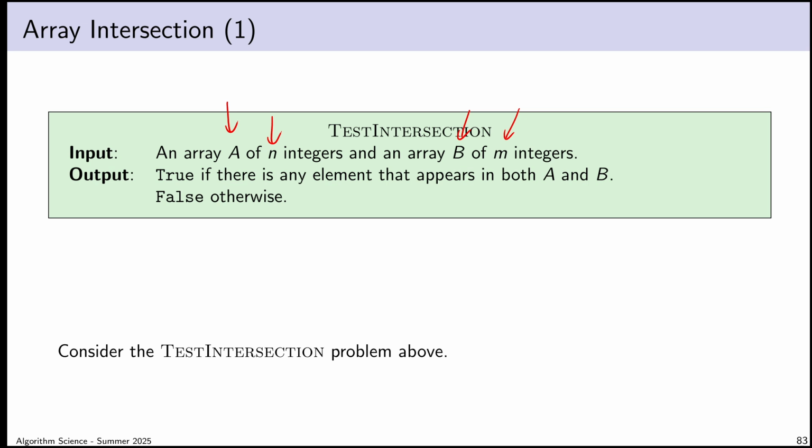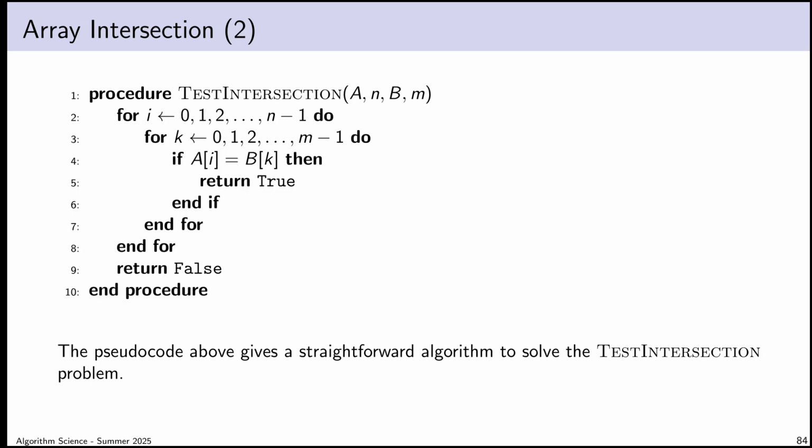And the question that I want to have answered is, is there any element that is in both of those two arrays? I don't care if there are like 3 elements that appear in both, or whether there's one element that appears 10 times in both of them. I don't care. Just, is there any element that appears in both? If the answer is yes, return true. If the answer is no, return false. Here is what I consider a straightforward algorithm to solve this problem.